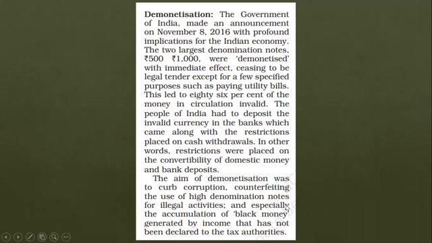And last one, especially accumulation of black money. Black money in the sense, what did the people have to do? People had to deposit their money into the bank and get the new currencies of rupees 2000 and new rupees 500 notes. At that time the bank or the government could make out if the money is unaccountable, in the sense if there is no correct source for that income.